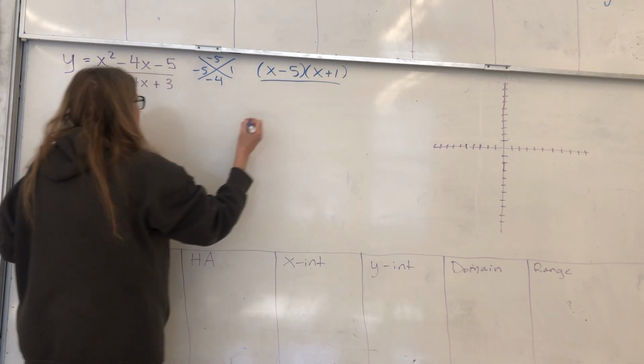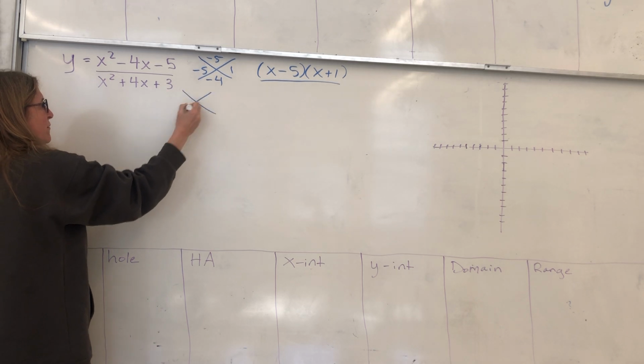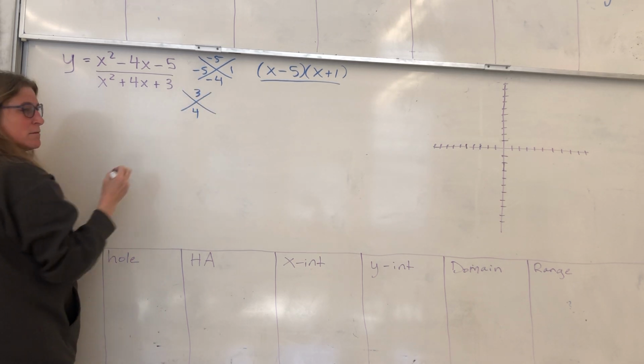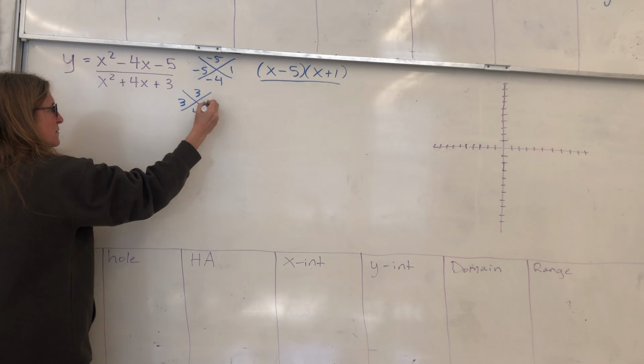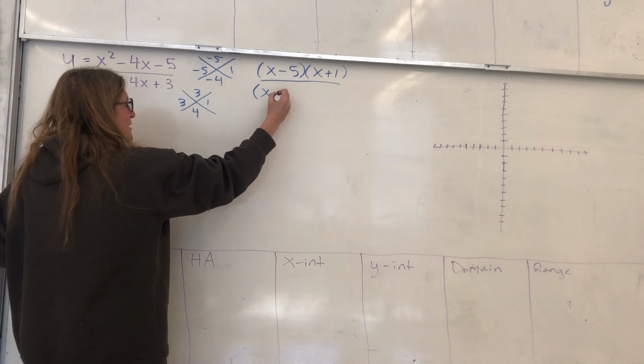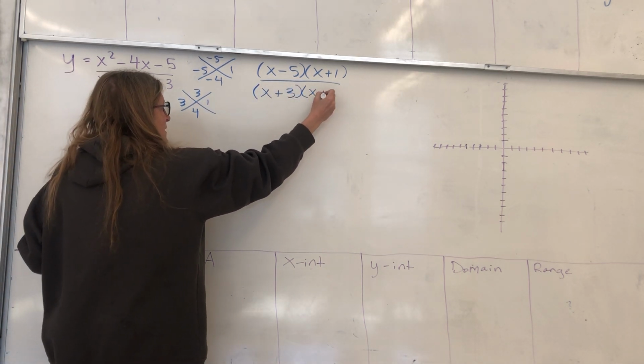And then on the bottom, we have two numbers that multiply to 3 and add to 4, which would be 3 and 1. Look guys, the same. I'm going to get a hole again.